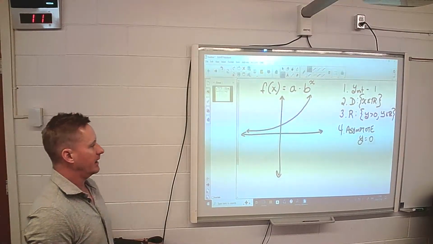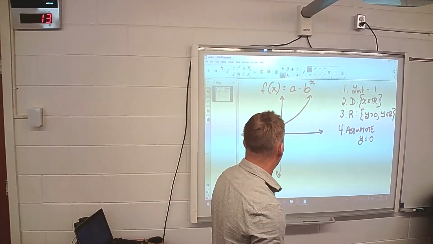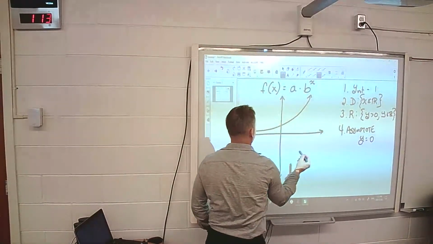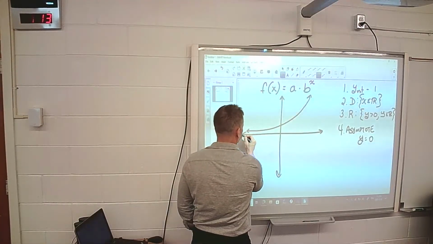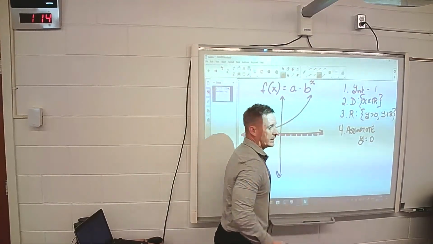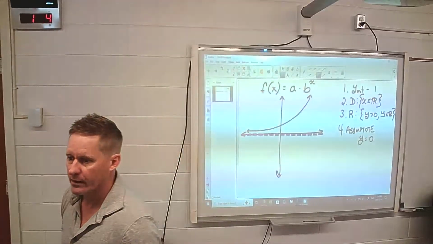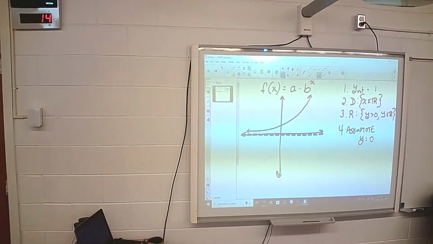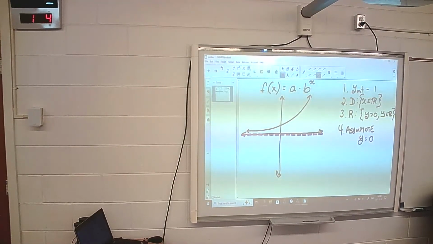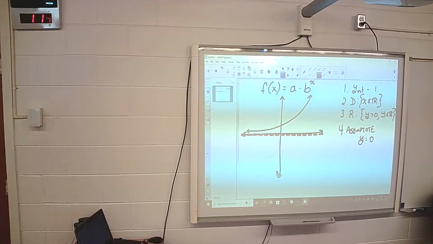So those are the 4 characteristics. There is one more, but I can't remember. Oh, so actually what I should do, and I want you to make a note of this too, please. I should write that in there. I do need to show the asymptote on the graph. Okay? I do need to show that asymptote.